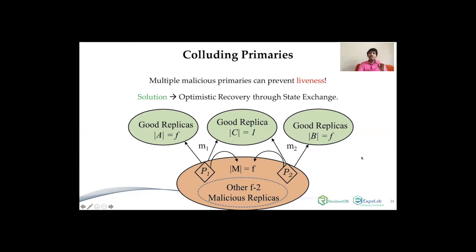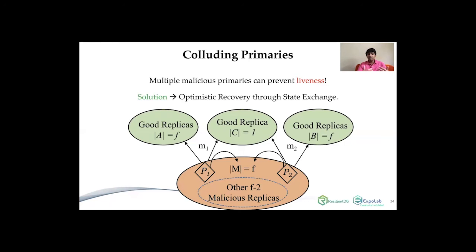We can easily show that if the number of bad primaries is more than 2, there can be a scenario where not a single replica executes any request. So how do we solve this problem? Well, a way to solve this problem is requiring state exchange.